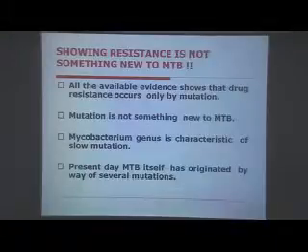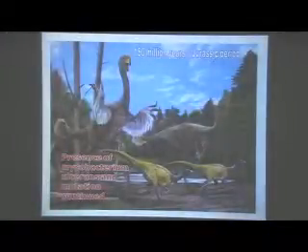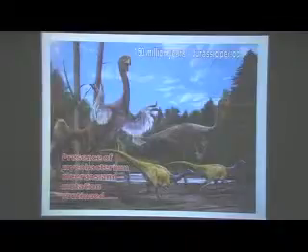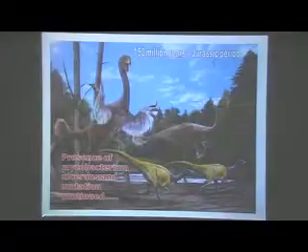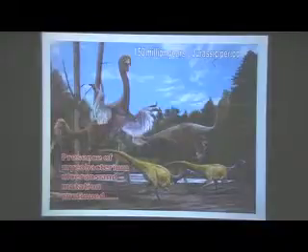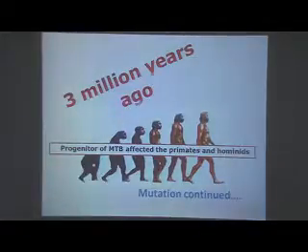Mutation is not something new to Mycobacterium tuberculosis. The Mycobacterium genus is characteristic of slow mutation. Even the present day Mycobacterium tuberculosis, which we are all treating and seeing in our practice, has originated by way of several mutations. About 150 million years ago, in the Jurassic period, there is inferential evidence that Mycobacterium ulcerans was present. 3 million years ago, progenitors of the present day Mycobacterium tuberculosis affected the primates and hominids. Then the mutation continued.